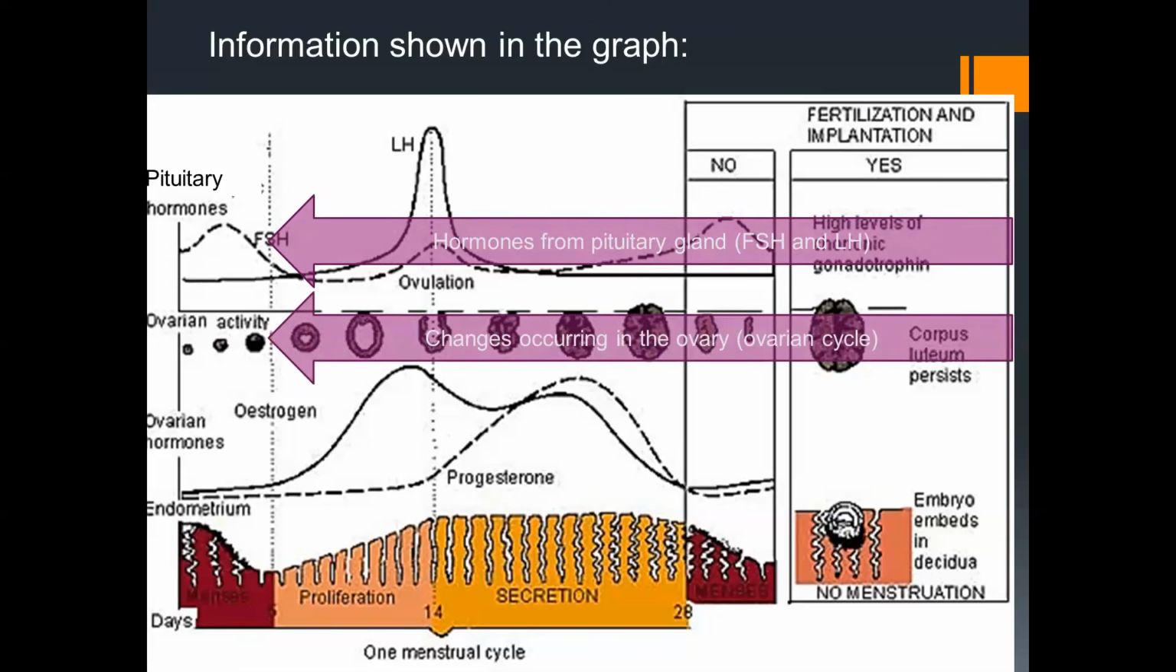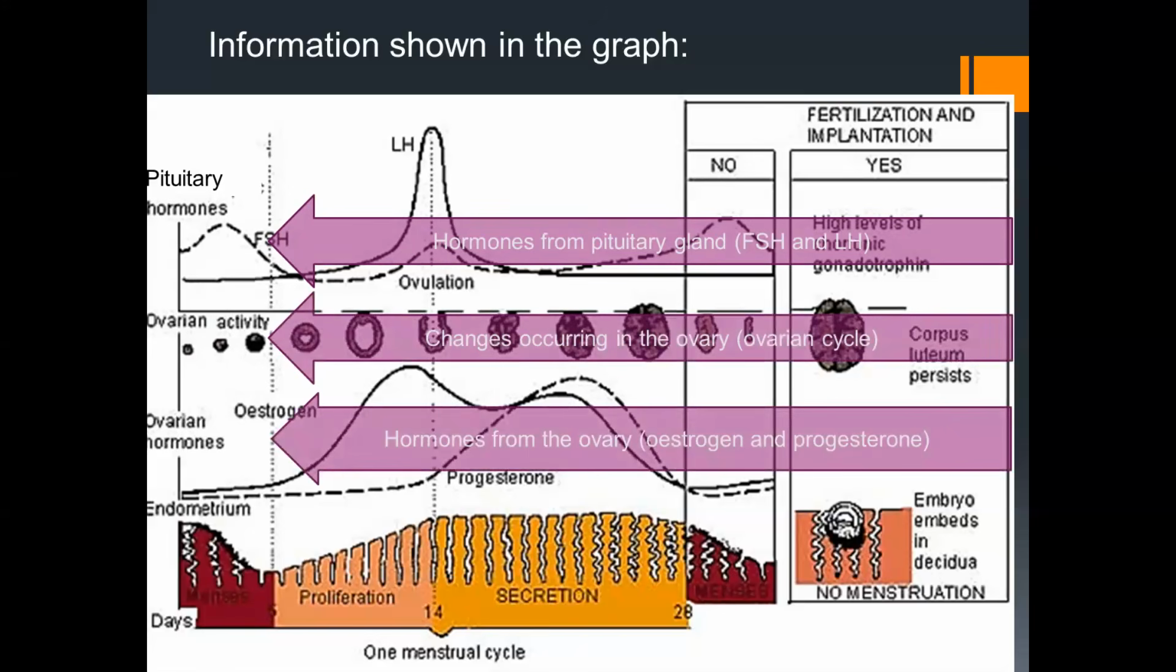After those two, we have the ovarian cycle shown, where we've got the changes that occur in the ovary. And these changes are a result of the action of the two hormones from the pituitary gland. So you can see the link: the hormones from the pituitary gland work within the ovary. And we've shown the changes in the ovary. The ovary secretes two hormones, namely estrogen and progesterone.